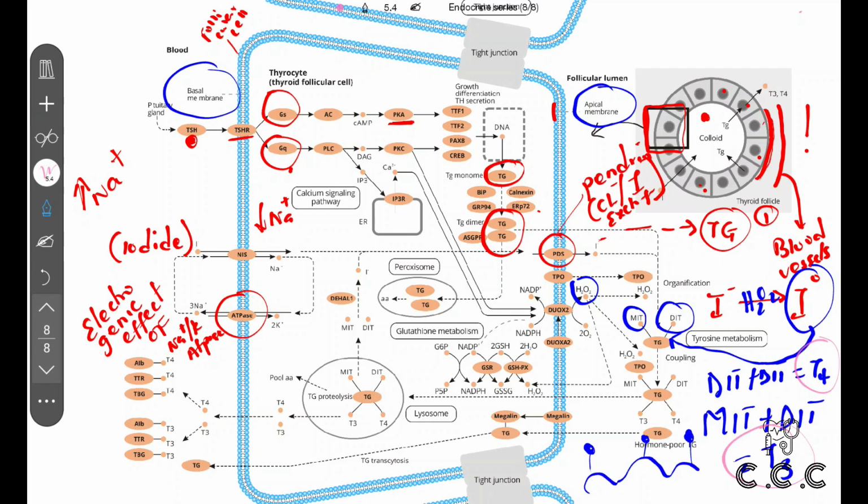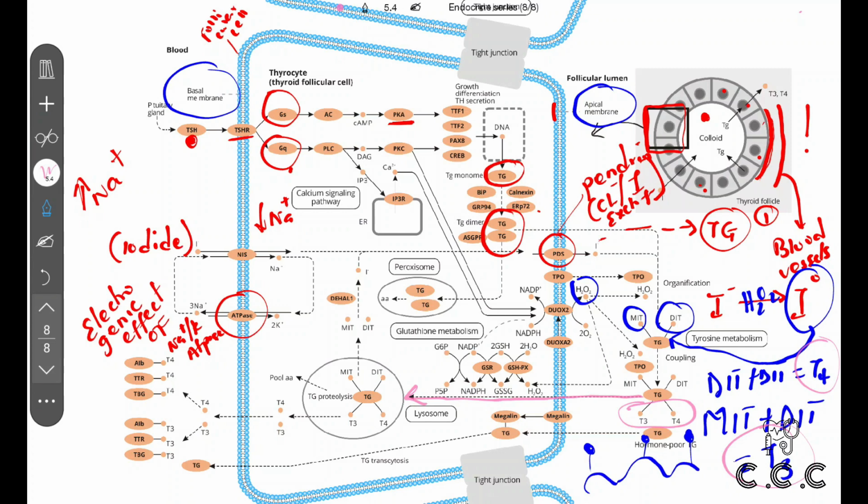And so eventually, when we have this thyroglobulin that has been iodinated, we want to use it, because we don't want it still bound to the thyroglobulin molecules. We've been able to successfully get T3 and T4, but we want them as independent molecules. So what do we do? We can endocytose it, and when it's endocytosed back into the follicular cell, we have a joining together with lysosome.